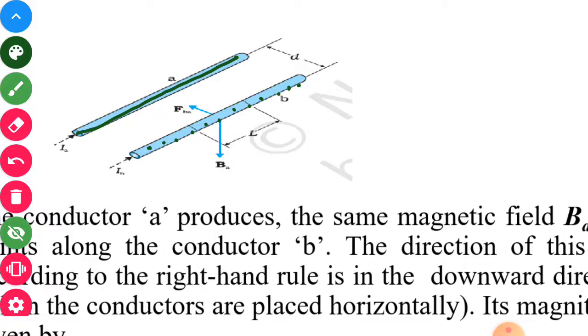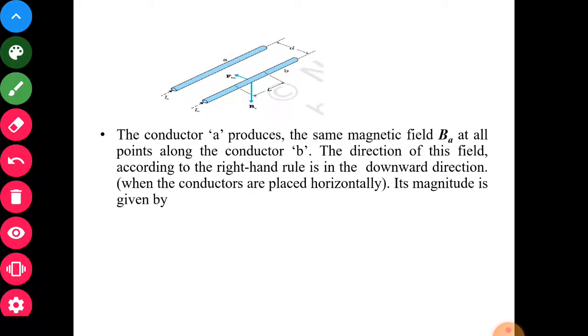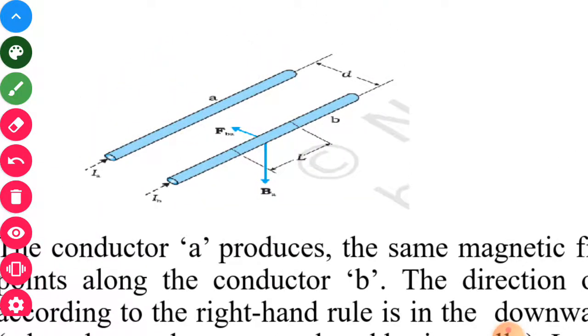Similarly, we can say that if you consider the B conductor, then the current in conductor B is producing the same amount of magnetic field everywhere on the current carrying conductor A. The direction of this field according to the right hand rule is in the downward direction, okay. You can see the magnetic field produced by this current carrying conductor, that is A.